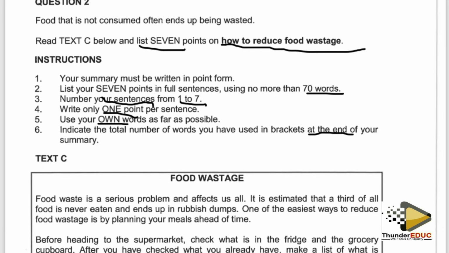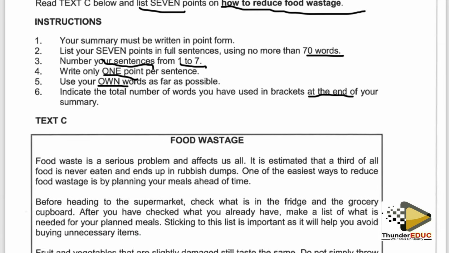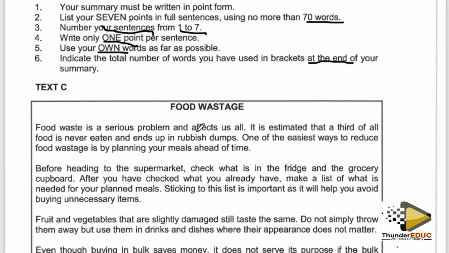Right, we are finding points on how to reduce food wastage. Food wastage, it said. Food waste is a serious problem and affects us all. It is estimated that 1/3 of all food is never eaten and ends up in rubbish dumps. One of the easiest ways to reduce food wastage is by planning your meals ahead of time.